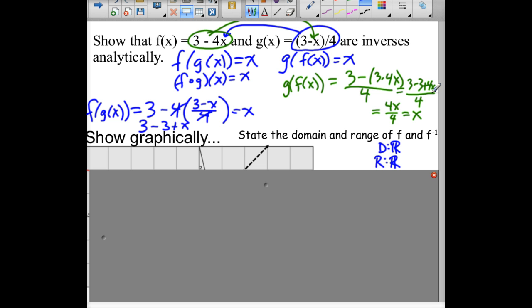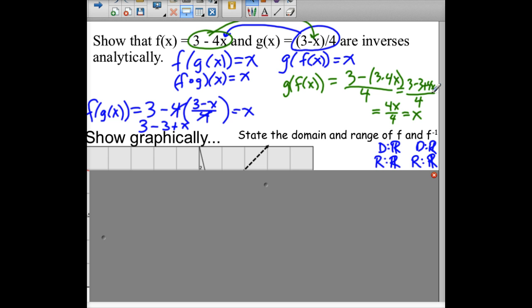If I graph 3 minus x over 4, are there any numbers you can't plug in, that you can't do 3 minus a number and then divide by 4? No, all reals. And the range, still all reals.